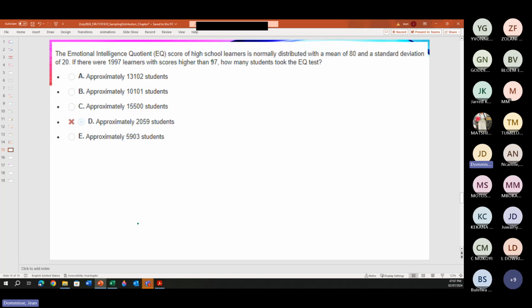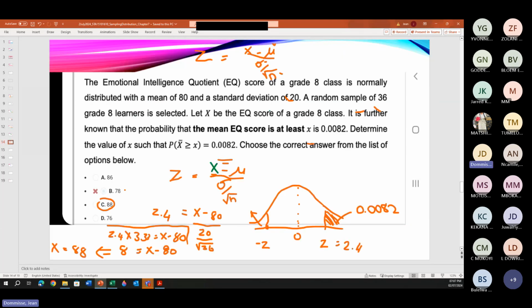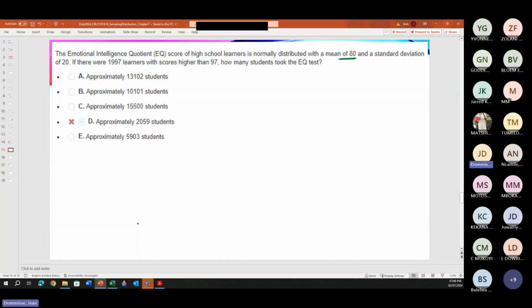So let's look at this one. Emotional intelligence score, so very much similar. If you look at standard deviation, normally there's the mean of 80, standard deviation of 20. So again using the same information: if there were 1,997 learners with scores more than 97, how many students took the EQ test?